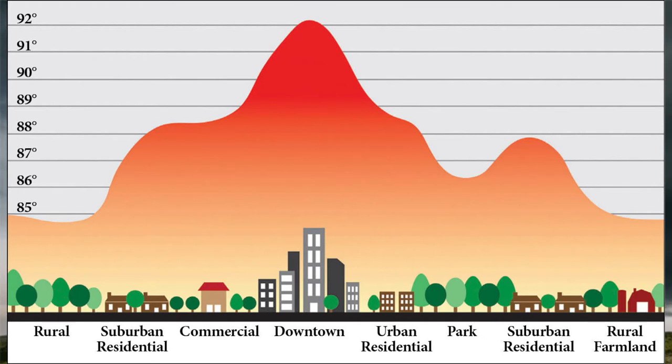You can see rural, you're looking at just 85 degrees there. Move into the suburban residential, start to get up to 87 degrees. Commercial, you get a little bit higher at 88. And then right in the heart of downtown, 92. So you can see we've already increased by 7 degrees just through that little expanse there. And then as you move over urban residential, you're at about 89 degrees. Parks, you're down to about 86. And then back down to suburban residential, you get that little influx of heat again up to 88. And then rural farmland, you go down to 85 or 84 degrees.